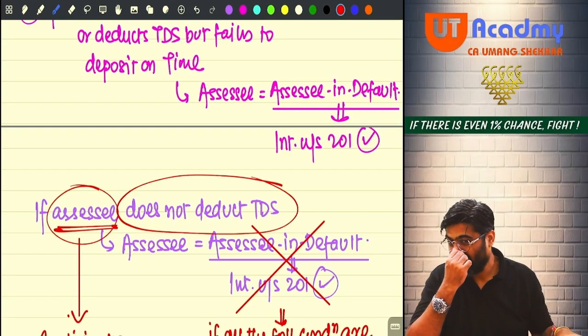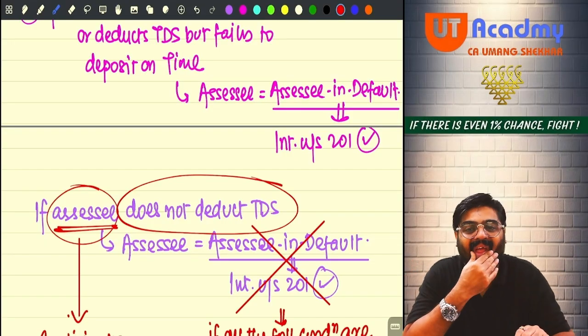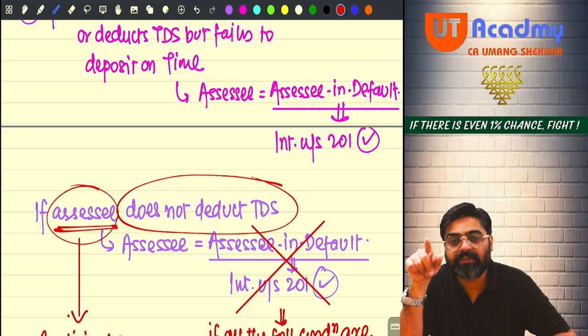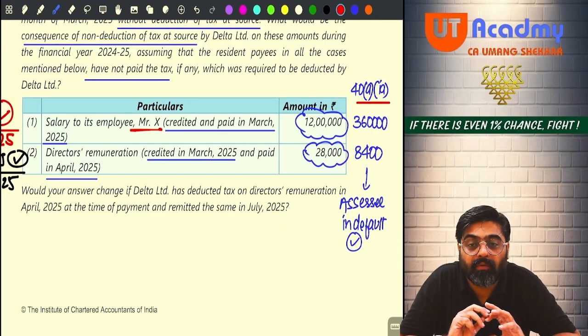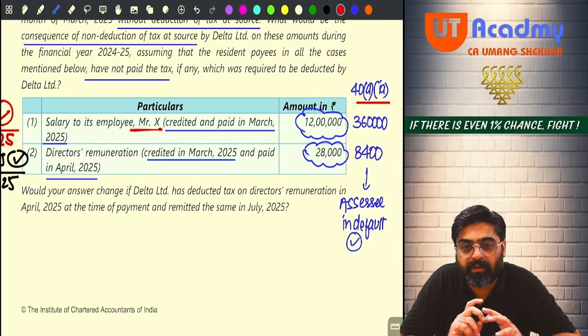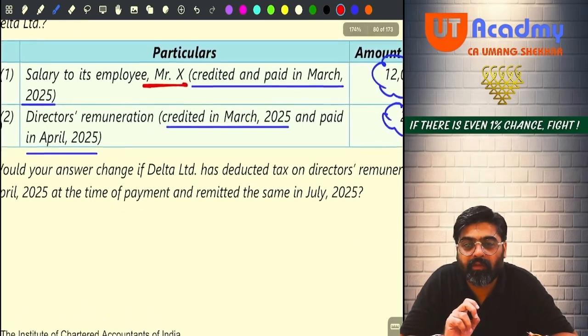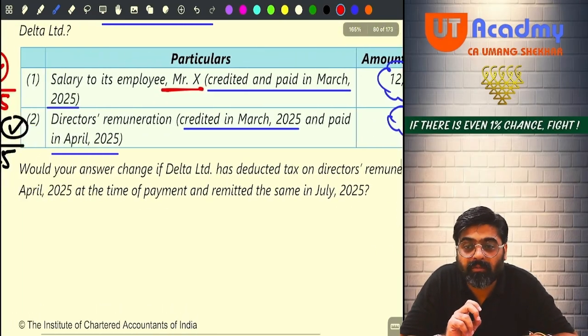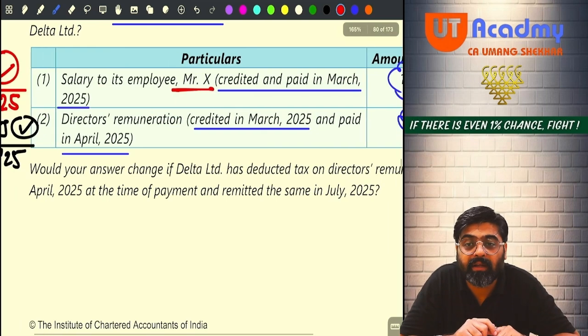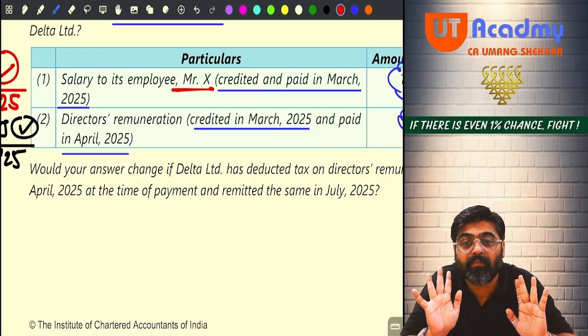Okay? Now tell me one thing. Last payment, can you see? Second payment. Director's remuneration. When was the TDS supposed to be deducted? March, no? In the next two lines they are asking, would your answer change if Delta Limited has deducted tax on director's remuneration in April 25 at the time of payment and remitted in July 25? No, my answer would have been the same.